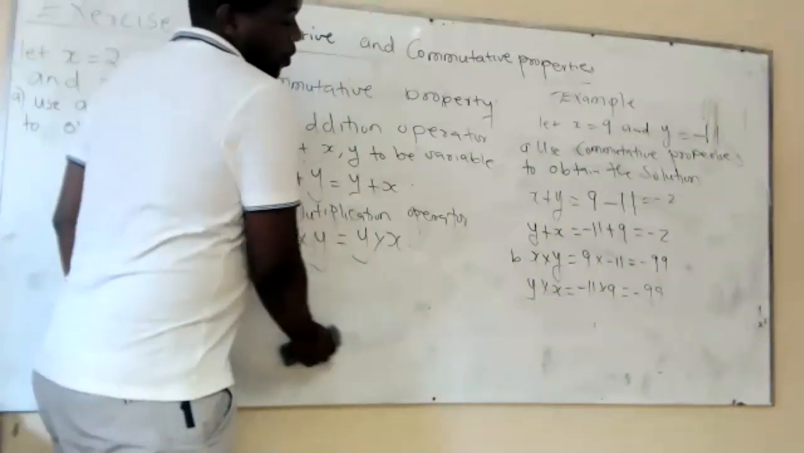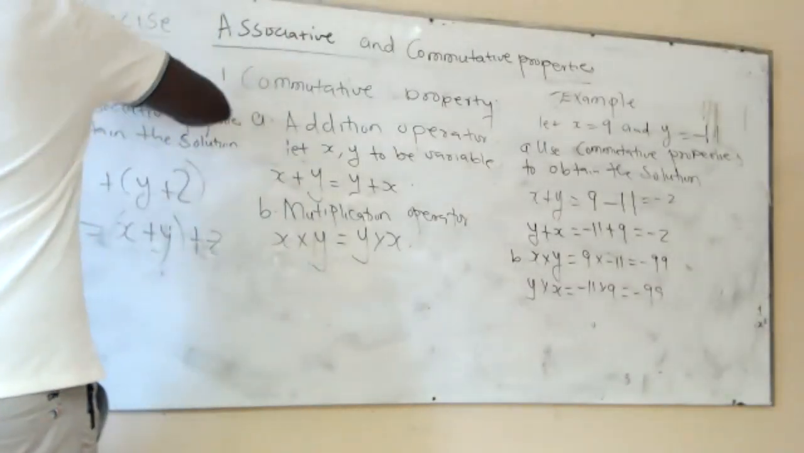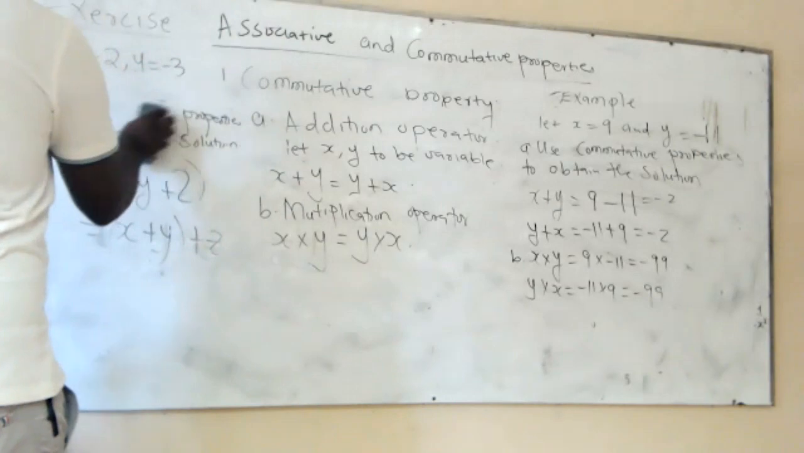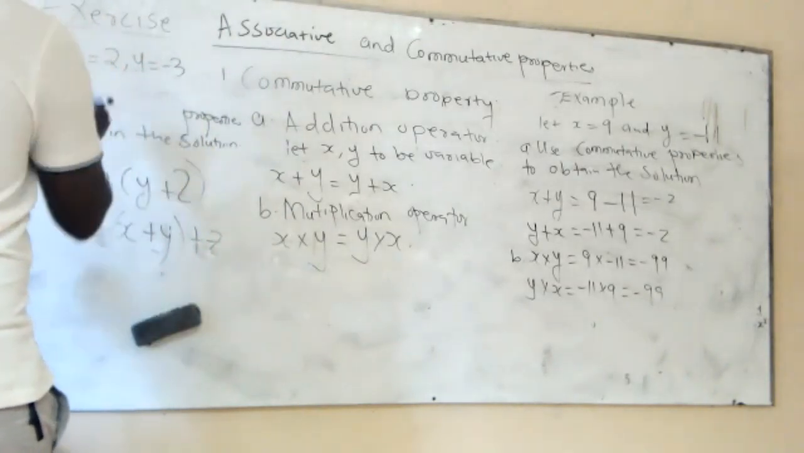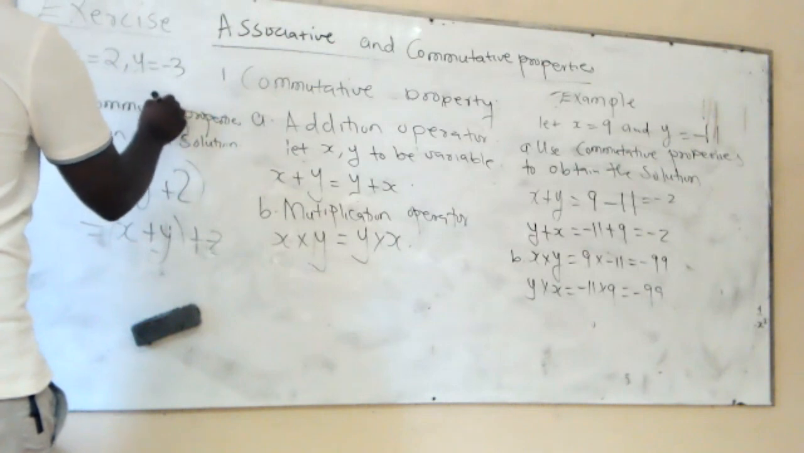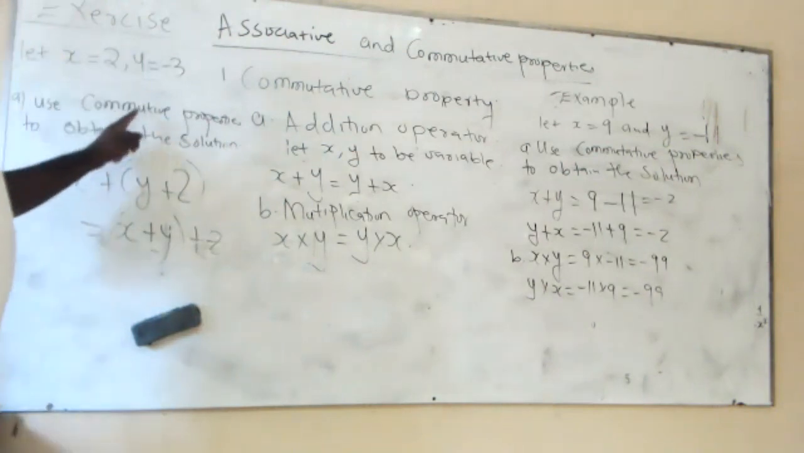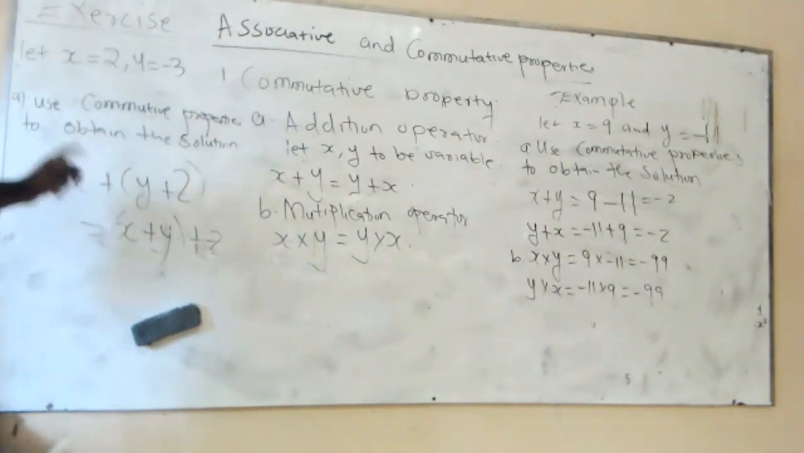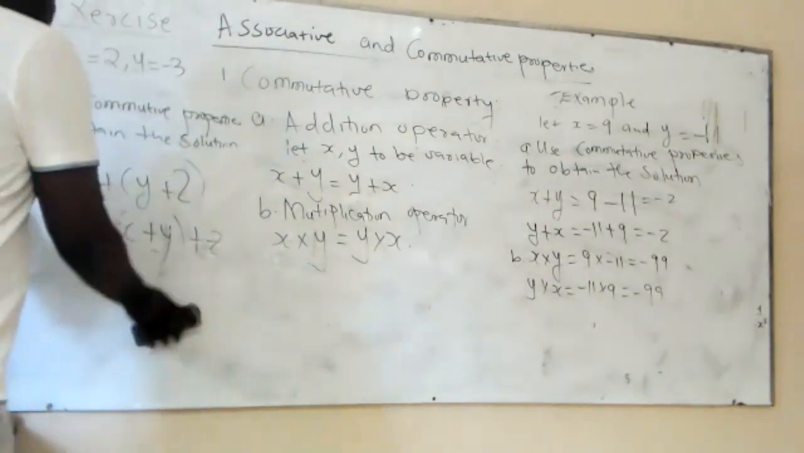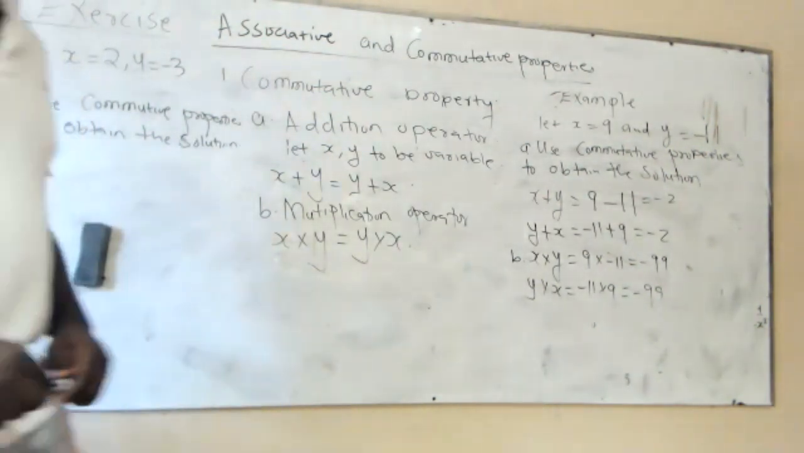Okay, let me give you a question to do. So I'm just wrapping the Z there and wrapping the associative, and then put the commutative. So I want you to tell me the answer you obtain when x is equal to 2 and y is equal to -3, using the commutative property to obtain the solution. So what do you get as the answers for this? Can I give you 2 minutes to attend to that question?